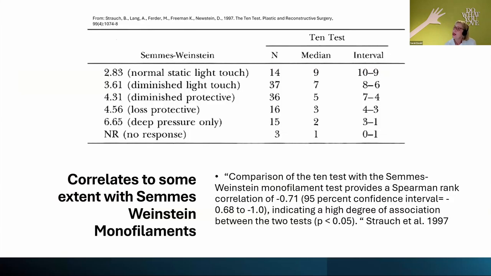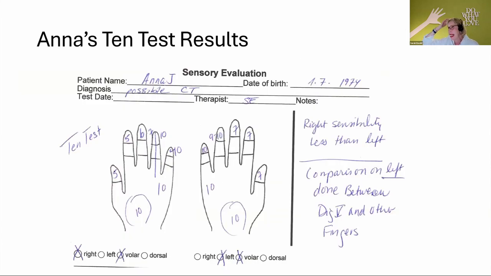Okay, it does have a correlation with the Semmes-Weinstein monofilament test. I have to say, over the years, I don't think it's the strongest correlation, but it is there. Okay, this is Anna's test results. I did the test, the 10 test with her. And we know that she has it in both hands, so that makes it quite difficult.